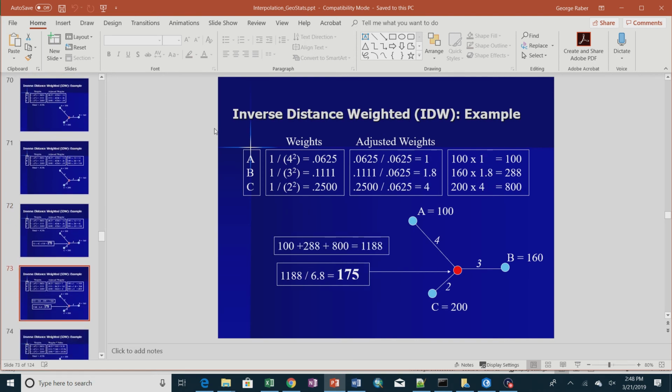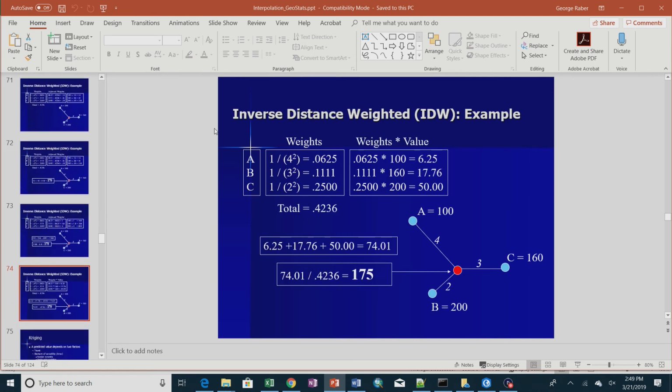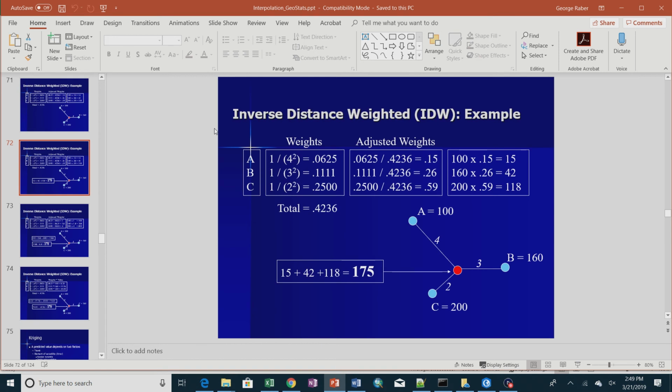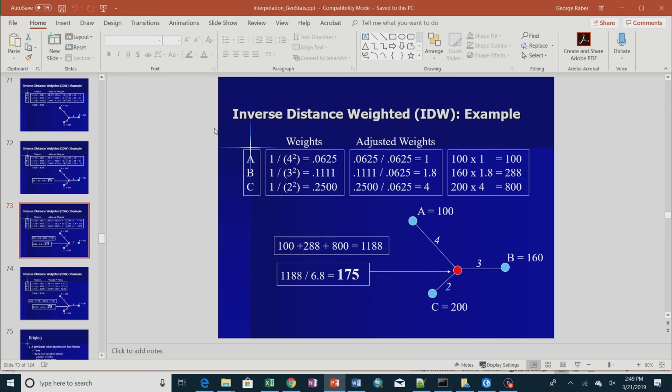So that's how inverse distance weighting works. It takes the values and weights the closer values higher. Another way to say that is it weights the further values less. It's inverse to the distance. But that exponential term makes it nonlinear and can push those values out further.